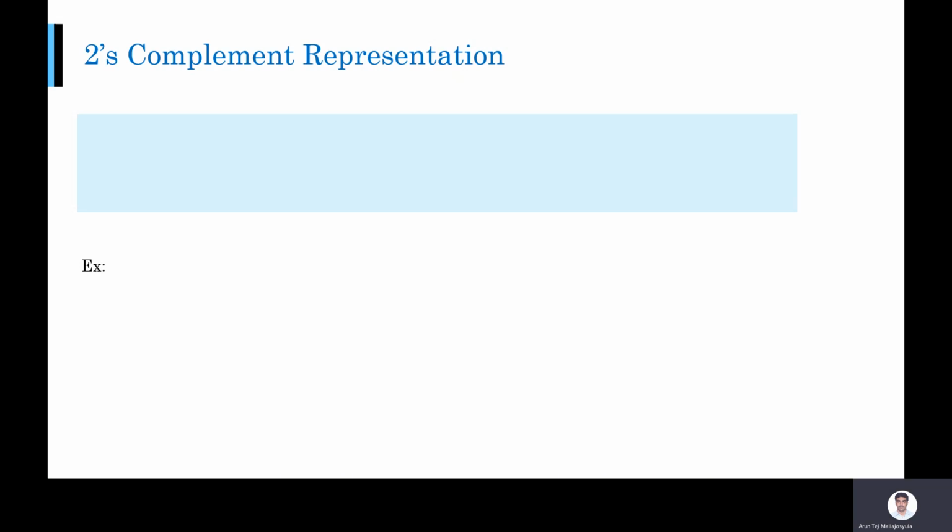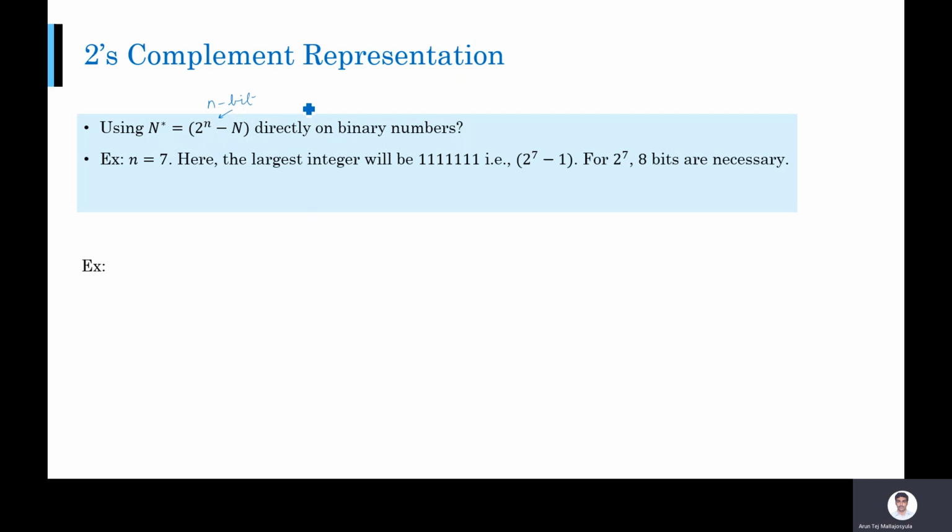There is another point to note here. Suppose I ask you this question. When you want to find the 2's complement representation, your definition is what? N star is equal to 2 to the power of n minus N. So can you do this directly with binary numbers? What I'm asking is, suppose you have an n-bit system. Can you do this operation? If you want to do this operation, you need to represent 2 to the power of n, right? So can you represent 2 to the power of n with n bits? The largest integer that you can represent will be 2 to the power of n minus 1, right?